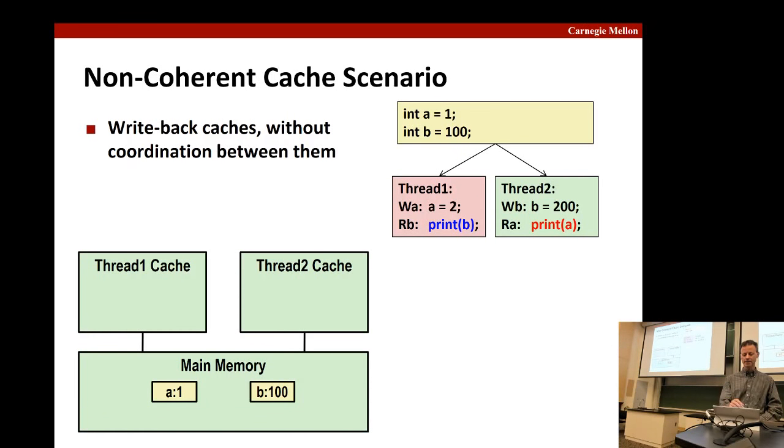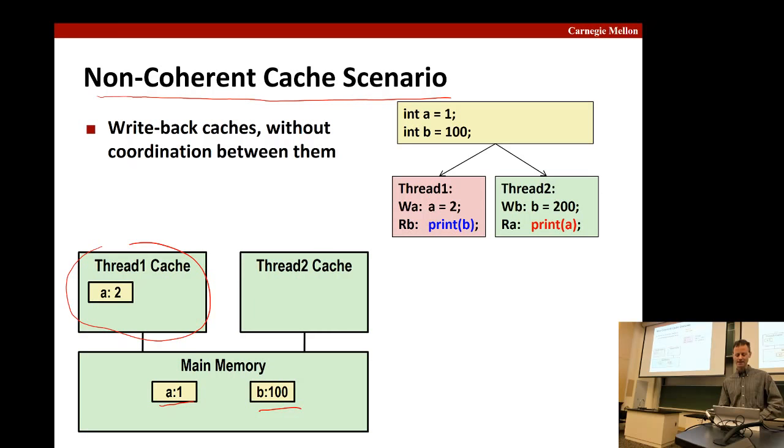So what are some of the things that could go wrong? Suppose we had caches that weren't kept coherent, where they're not kept in sync. This may happen, for instance, not in a cache on one of the Shark machines, but maybe in scratch memory on a GPU, where there's no coherence. So if main memory starts off with A equals 1 and B equals 100, and then thread 1 has these instructions to execute, and thread 2 has these instructions to execute, then one possible thing can happen.